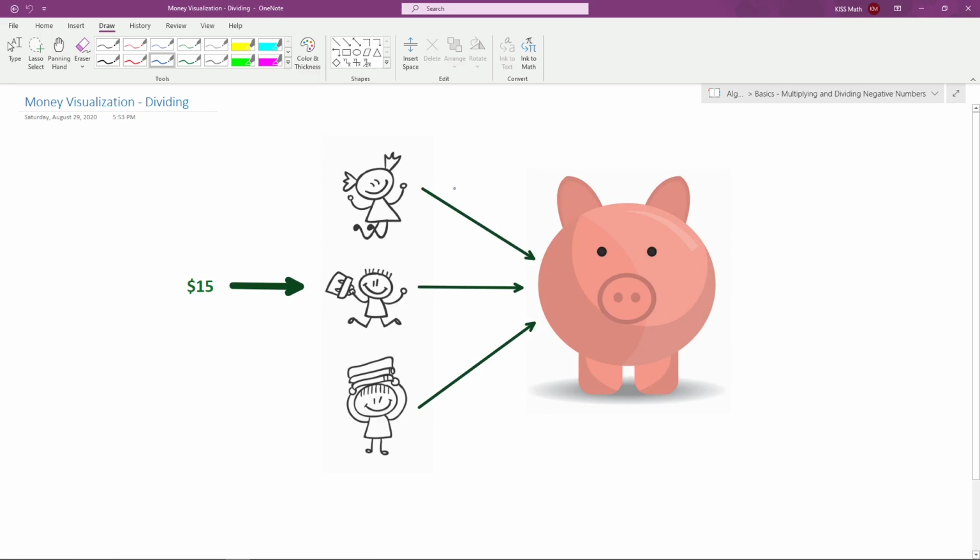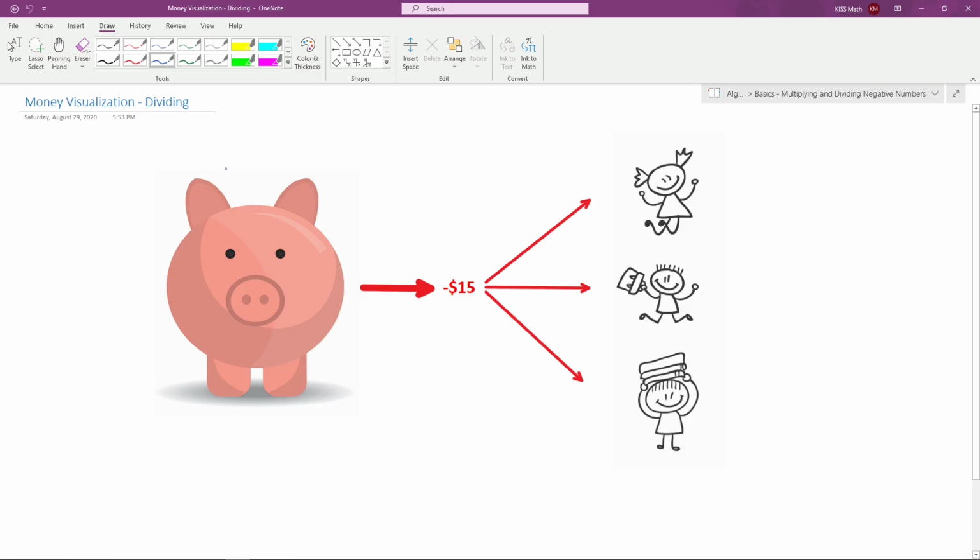Dividing can be thought of in a similar way. If your 3 friends each owe you $5, you could say that you have a total of $15 coming in, and dividing by 3 friends gives you $5 per friend going into your piggy bank. And if you owe a total of $15 that needs to get paid out to your friends evenly, then you'd have a -$15 going out of your piggy bank, and divided by 3 friends would be a -$5 owed to each of your friends.